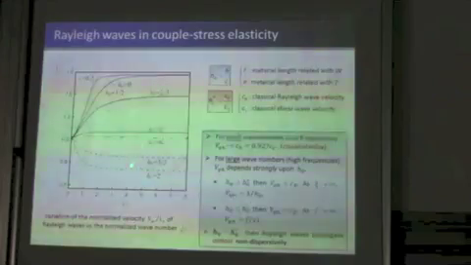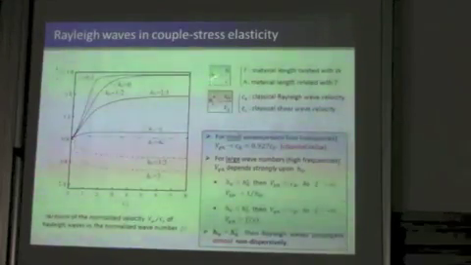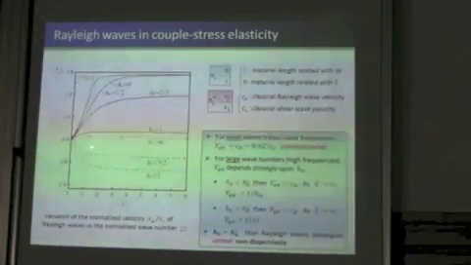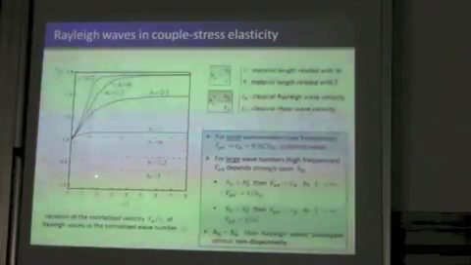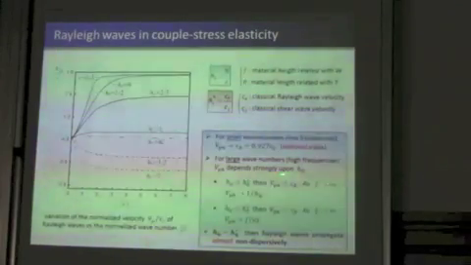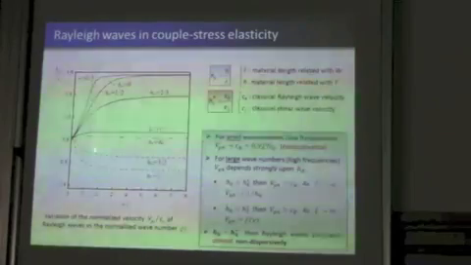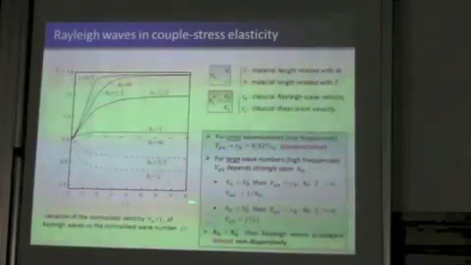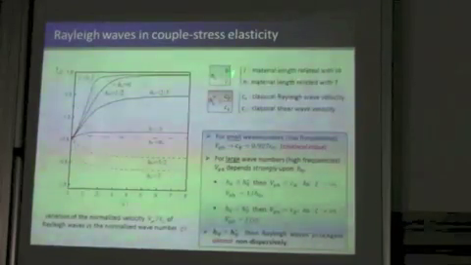Now, we distinguish the following cases. If H0, the ratio between the two microstructural lengths, is less than the special value, then the phase velocity of the Rayleigh waves in coupled stress elasticity becomes smaller than the classical Rayleigh velocity and tends to a constant value that depends upon H0, upon this ratio.